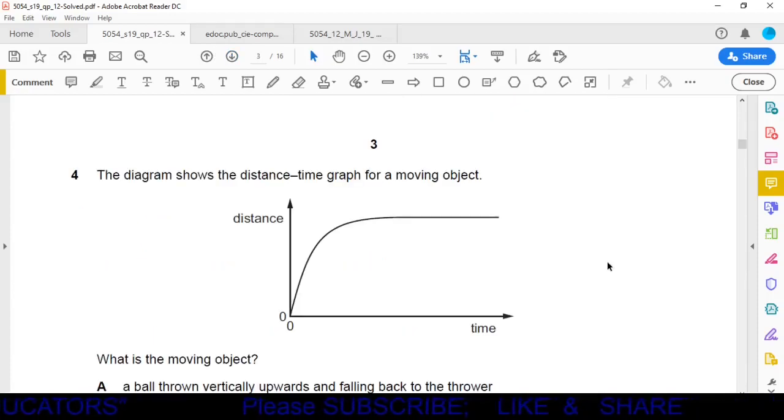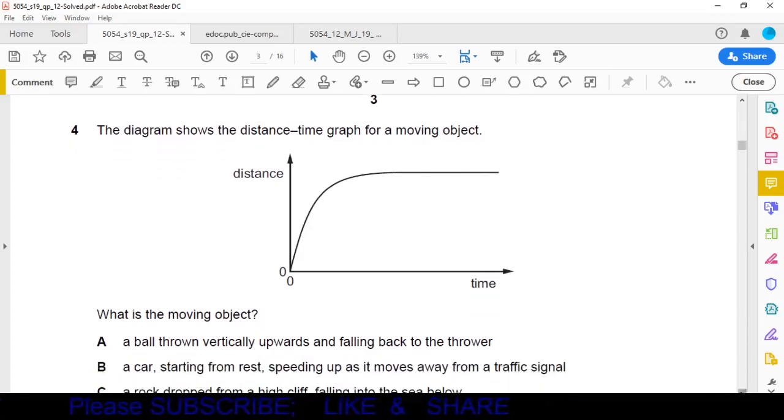Question number 4. The diagram shows the distance-time graph for a moving object. Okay, here it is a graph between time and distance, and from the graph it is clear that an object is moving and after some time the object stops, because with the increase in time there is no increase in distance. So we can say our object has stopped here.